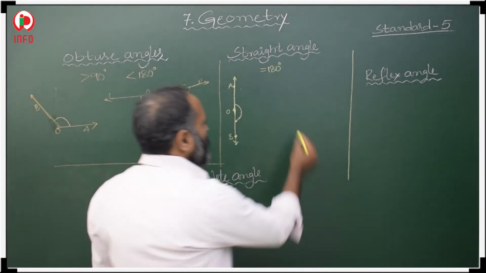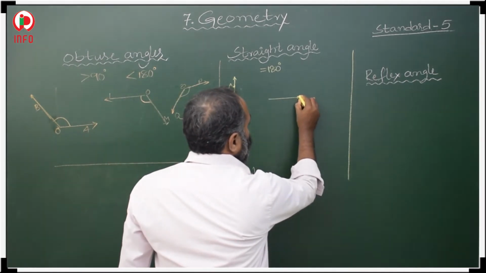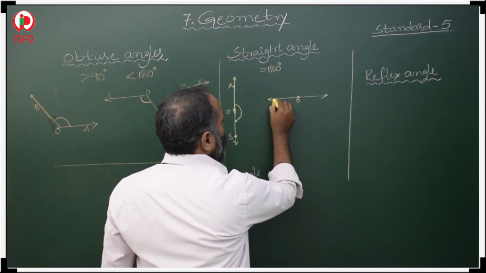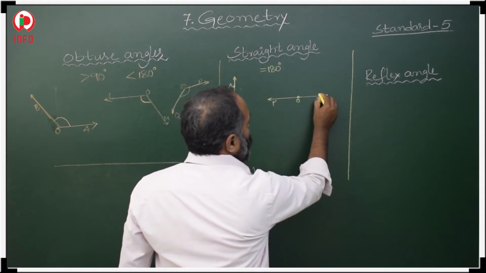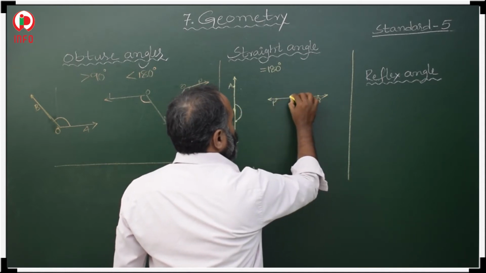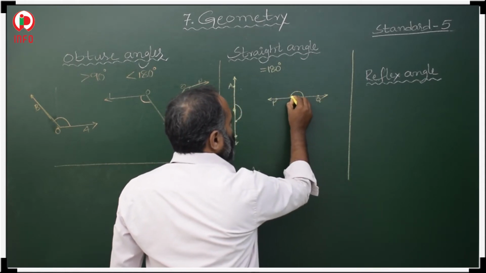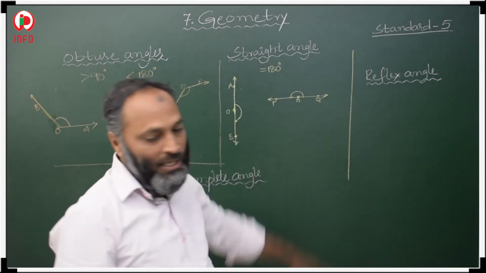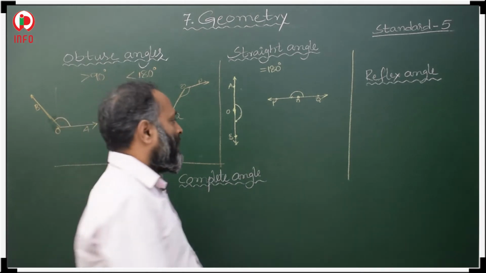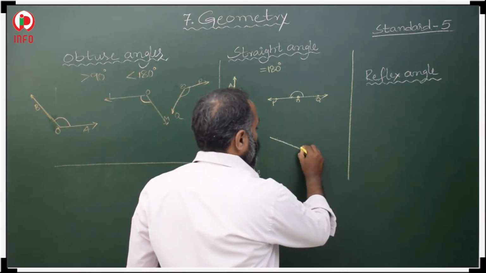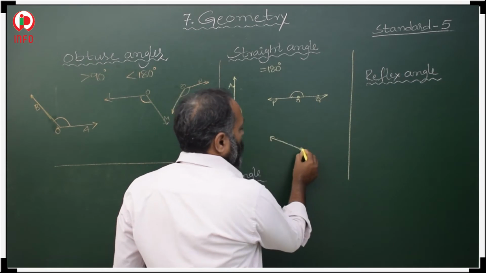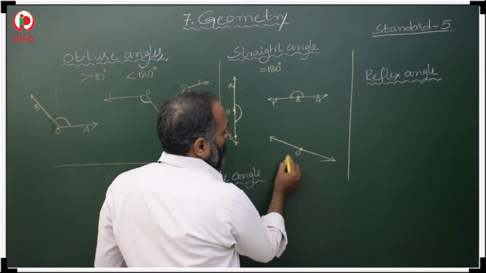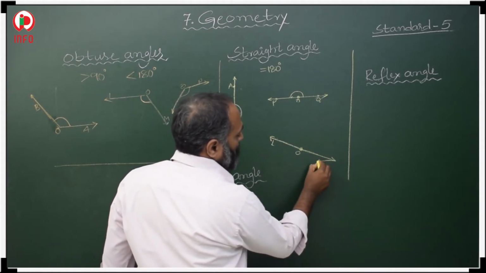Suppose this is one ray, this is another ray. Suppose OP is a ray and OQ is another ray. These two rays, if the angle between them is exactly 180 degrees, then that angle is a straight angle. One more: if you draw one ray like this, another ray like this. This is O, L, M.